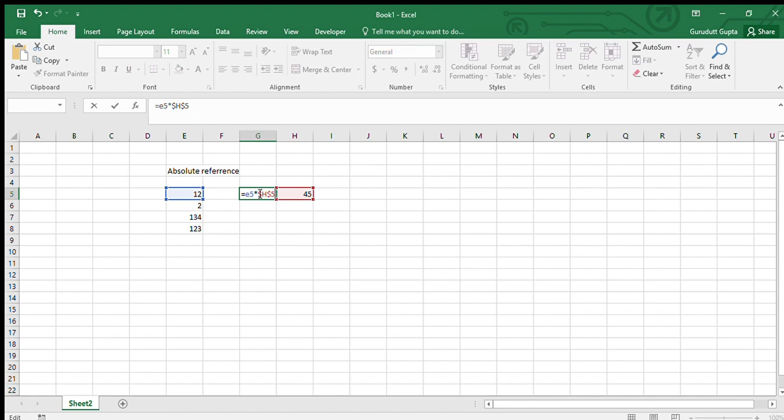These dollar signs lock the address H5, because if we apply the previous formula in these cells, it will work like a relative reference, and the address of the second cell will change while we drag the formula. Now drag this formula, and there it is. We got 45 multiplied exactly to all the numbers together.